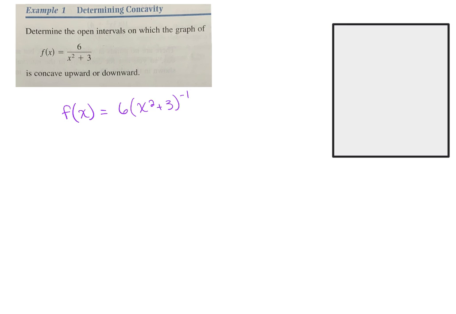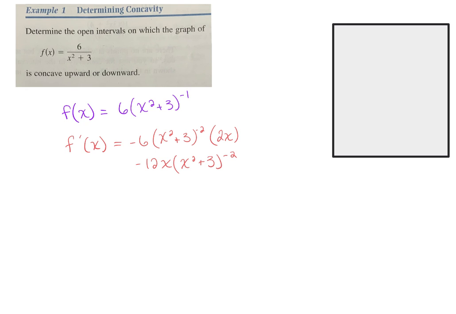So I have to first find first derivative, multiply by that negative 1, take it to the negative 2, and multiply by the derivative of the inside. So it looks like this, negative 12x, x squared plus 3 to the negative 2. Now, if I were just finding first derivative, I would rewrite this guy. But because I'm not, I'm finding second derivative, I'm going to actually leave him alone.